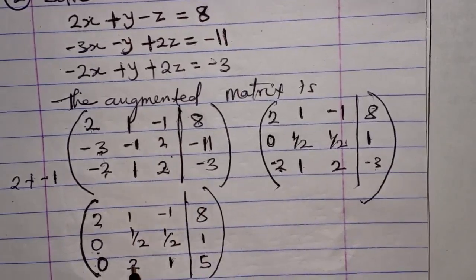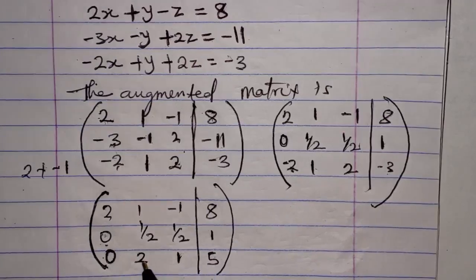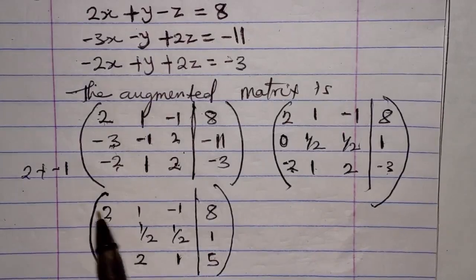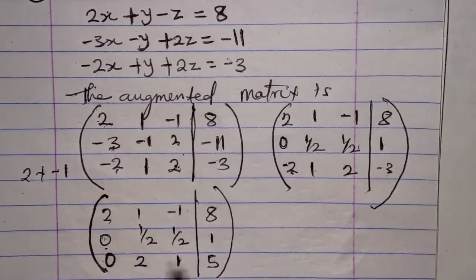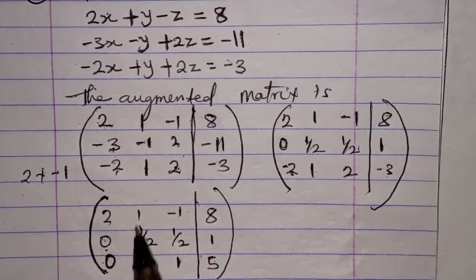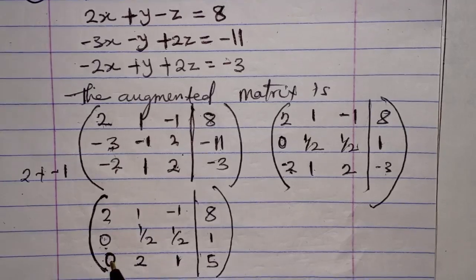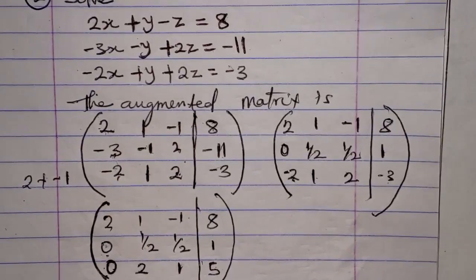So let's now make this one a 0. If I want to get 0 here, I must not operate this row with this one. This is row 1, this is row 2, this is row 3. To get a 0 here, I must not operate this and this. If not, this one will not be 0 anymore. So I'm going to make use of row 3 and row 2.